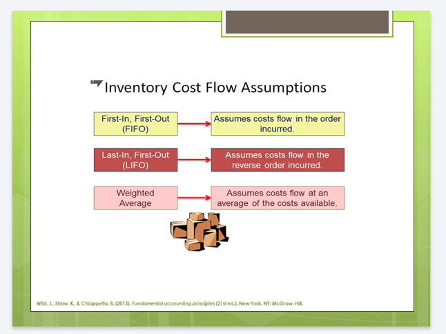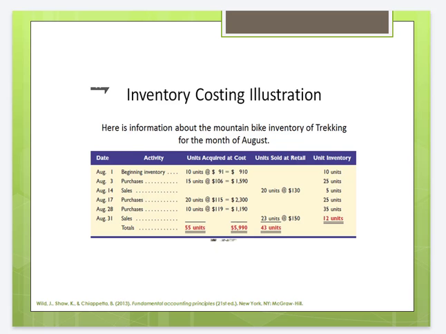Now, as we learned in our video for the FIFO method, using the FIFO method, we assign the first cost incurred to cost of goods sold. Under the LIFO method, we assign the most recent cost to cost of goods sold. Under the weighted average approach, we use somewhat of a meet in the middle method. We compute the average cost of goods on hand at the time, and that's what we assign to cost of goods sold. So we're going to look at an example.